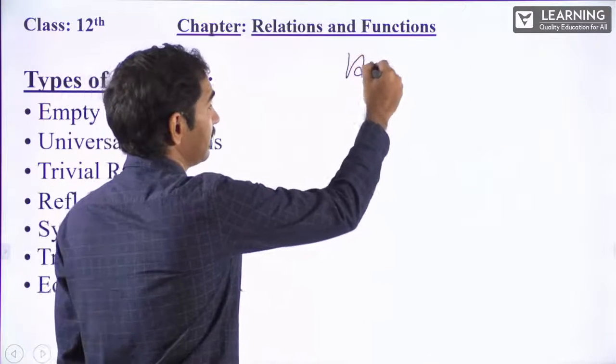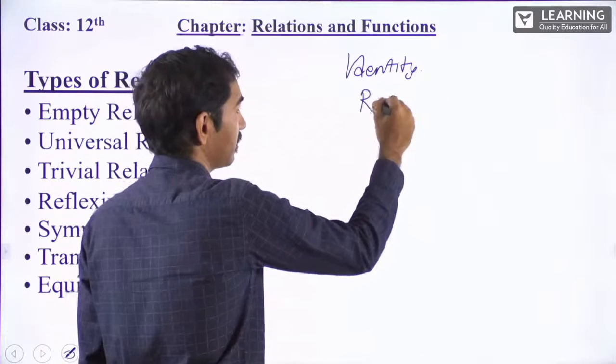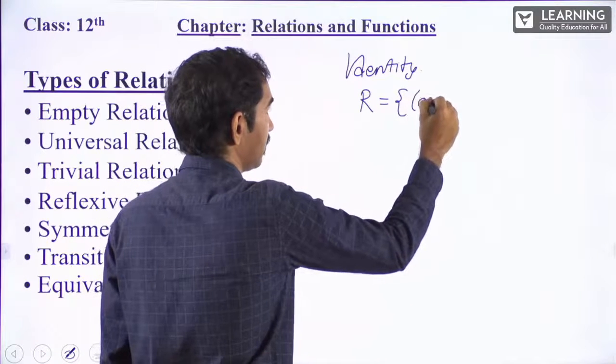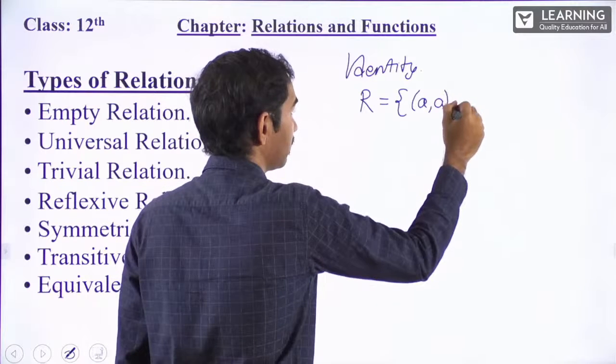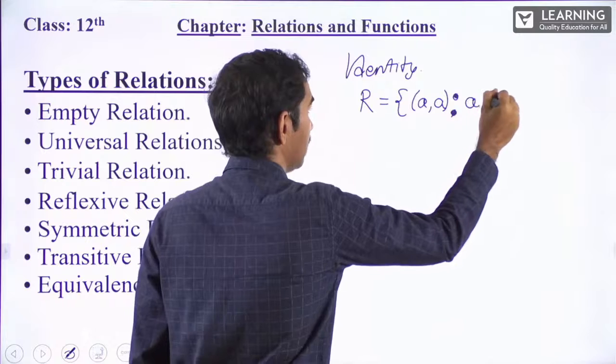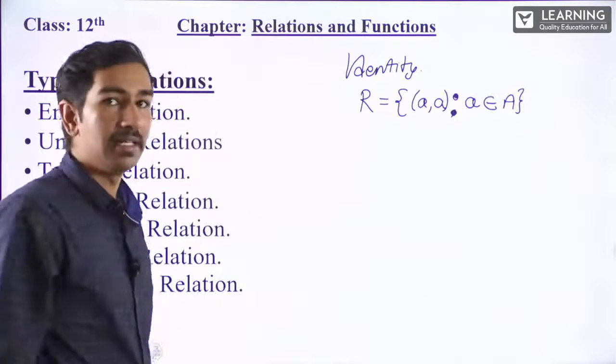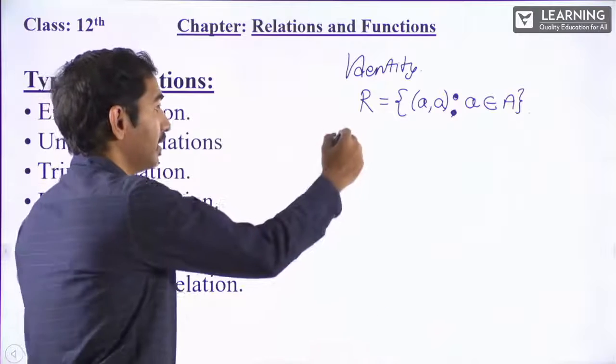Identity relation: R equals A comma A such that A belongs to A. Identity relation, students. Alright. Reflexive relation.